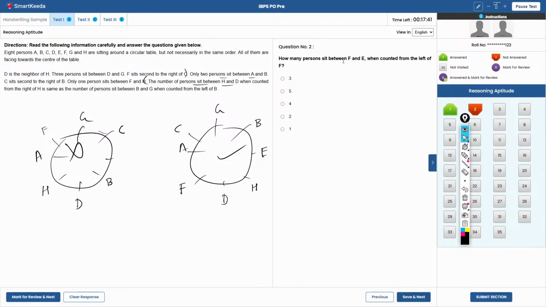How many persons between E and F, left of F, four. Who sits third to the left of C? 1, 2, E. Find the odd one. A, F, neighbors. B, E, not neighbors. A, C, neighbors. H, E, neighbors. B, G, neighbors. So D, E, not neighbors. Who sits fourth to the left of the one who sits immediate left? So fifth to the left of E. So it is C.